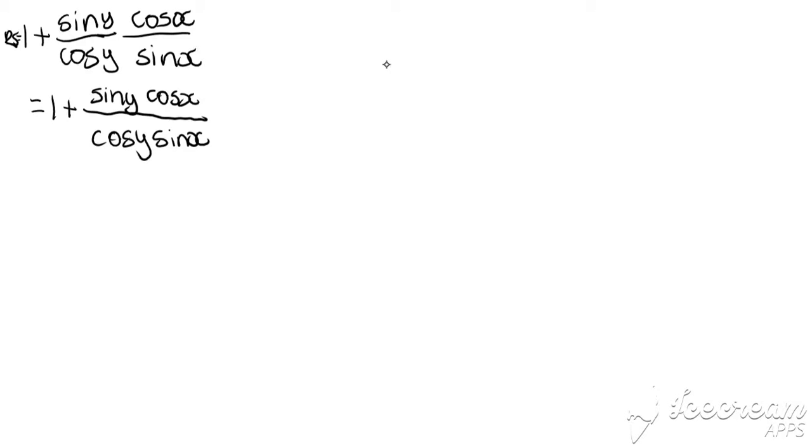Okay, so now we have to expand out the 1 so that we're able to add that onto what we already have. We can do this by having the same numerator as denominator. So I'm going to make the numerator and denominator both cosine y times sine x. This allows us to be able to add these two numbers together.